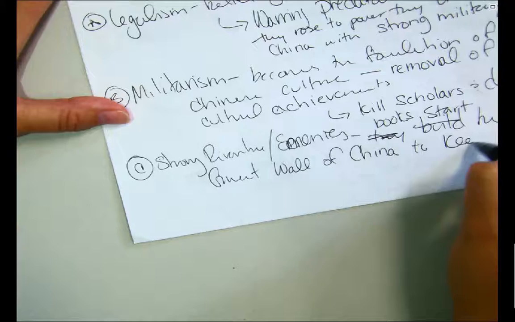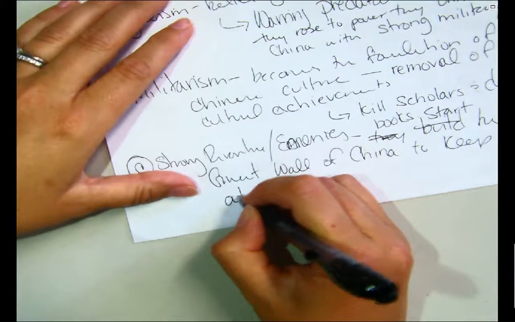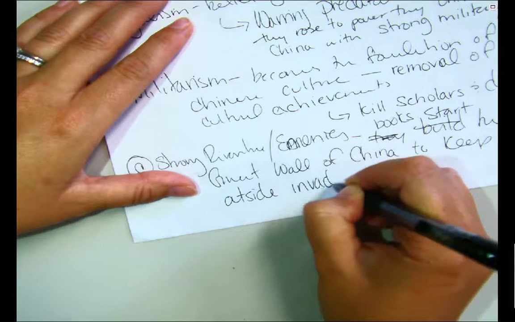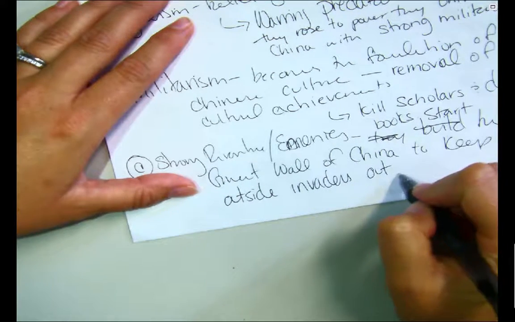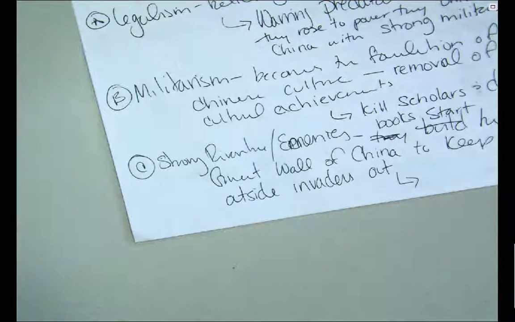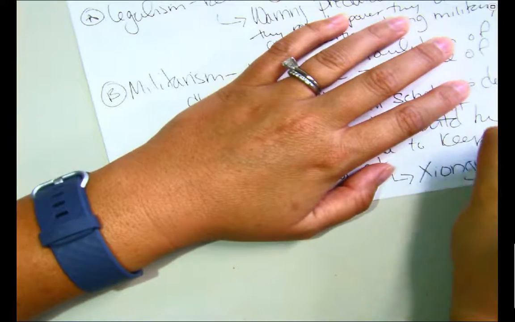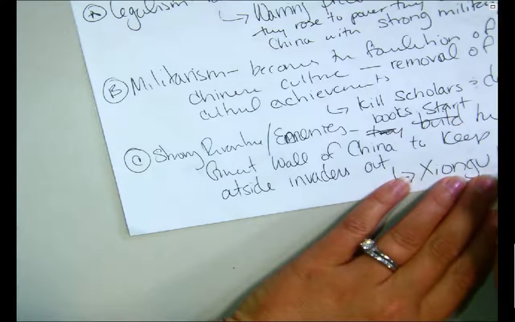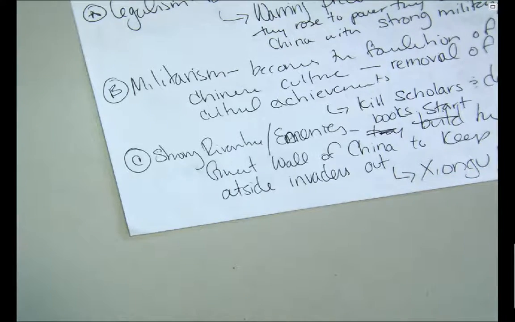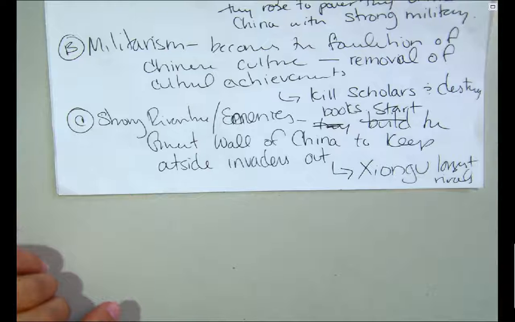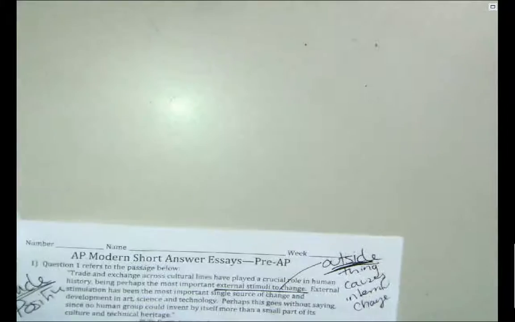to keep outside invaders out. Okay, so what can we use to kind of prove our answer? Because by saying the Great Wall of China, we've kind of done our evidence, so we're going a little bit backwards on this. So what can we also add, Joey? The Xiongnu? Yes. There you go. The Xiongnu are their largest rivals. Perfect. Excellent. Nice. Perfect. So are they friendly with their neighbors? No, they're kind of jerks. All right, flip it over.